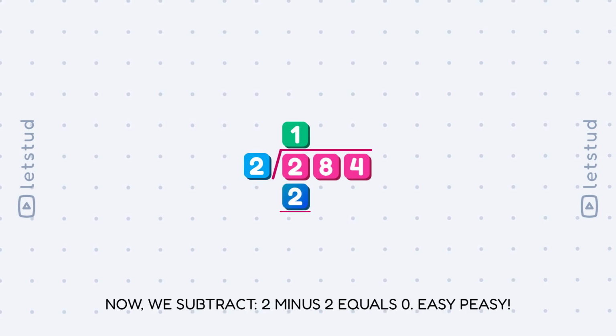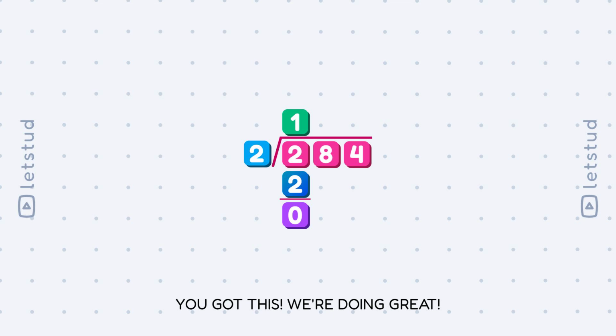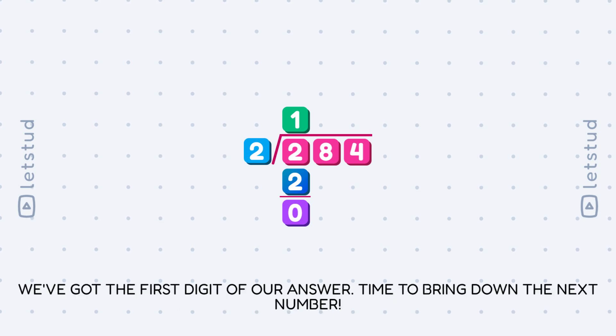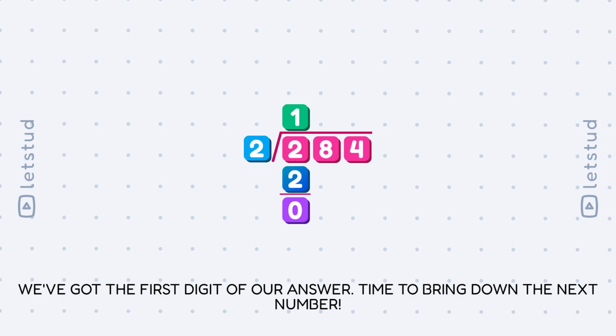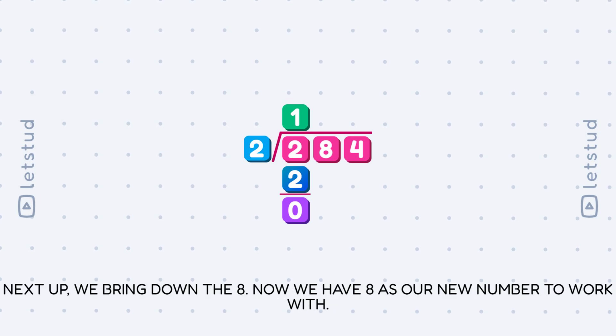Now we subtract. 2 minus 2 equals 0, easy peasy. You got this, we're doing great. We've got the first digit of our answer. Time to bring down the next number. Next up, we bring down the 8. Now we have 8 as our new number to work with.